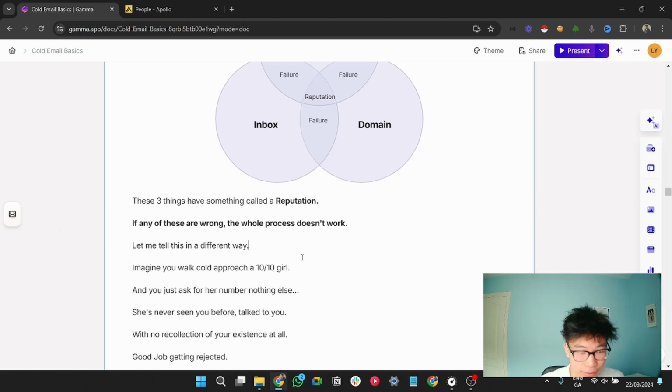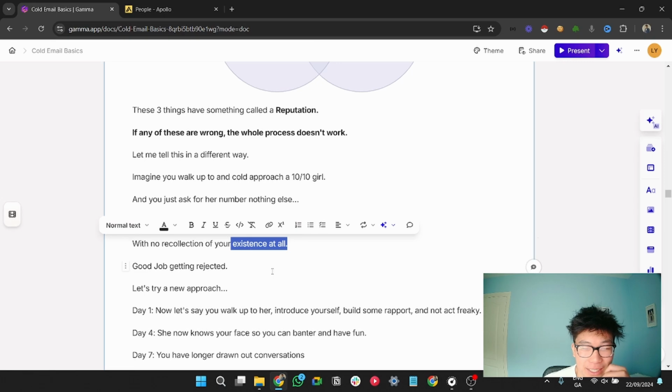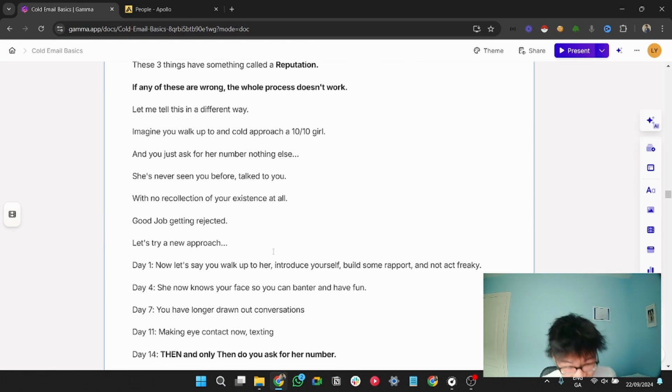Let me tell this in a different way. Imagine you cold approach a 10 out of 10 girl, and you just ask for a number, nothing else. She's never seen you before, with no recollection of your existence at all. She's going to reject you. This is like the basic fundamental laws of the universe, unless you're some god at talking. Maybe that's you. Okay, you can come back to Earth now.